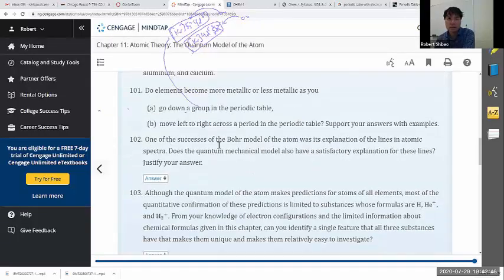One of the successes of the Bohr model of the atom was its explanation of the lines in atomic spectra. Yeah, that's one of the successes, but it had a huge failure. Don't overlook the huge failure of the Bohr model, which was that it couldn't explain anything beyond hydrogen or one-electron species. Does the quantum mechanical model also have a satisfactory explanation? Yes, of course, the quantum mechanical model has a better than satisfactory explanation.